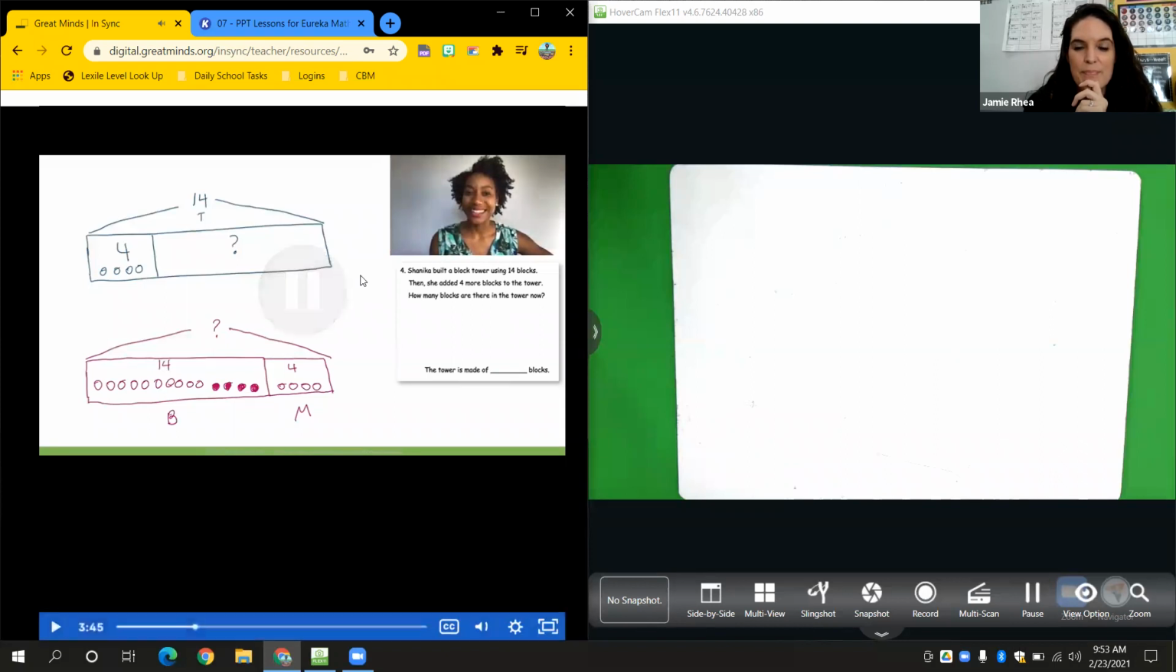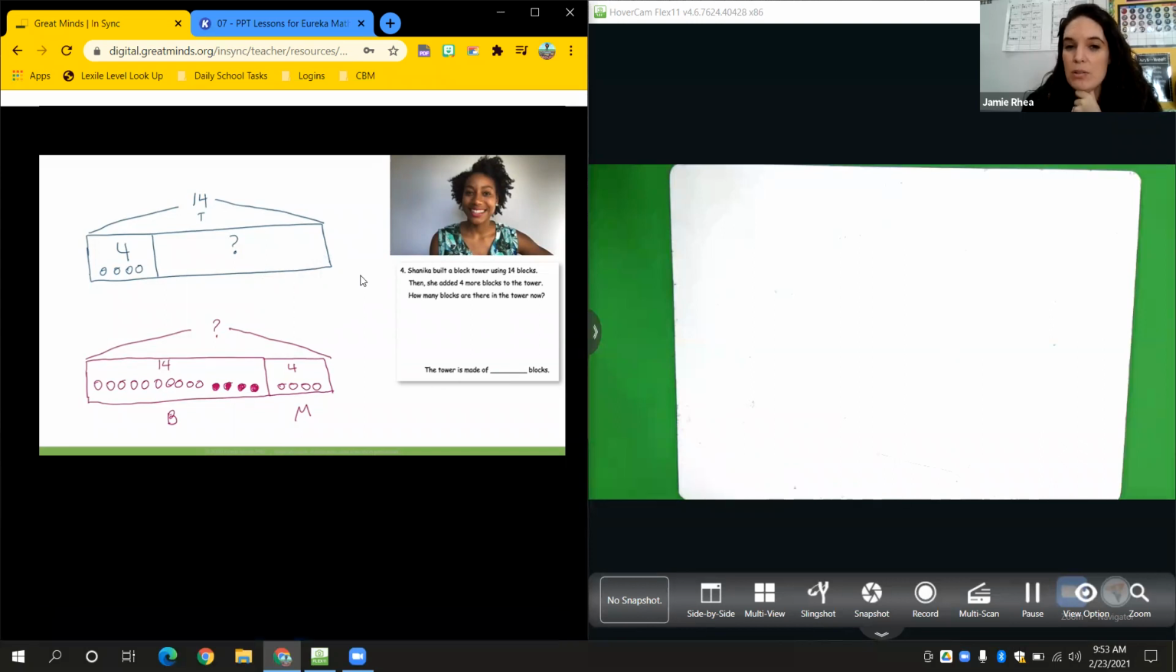Okay, so let's pause it. Let's read through it again, okay? Because, you know, we're good math detectives and we need to read through the whole thing. Shanika built a block tower using 14 blocks. Then she added 4 more blocks to the tower. How many blocks are there in the tower now? So let's think about this. Is 14 going to be a part or total or a whole?